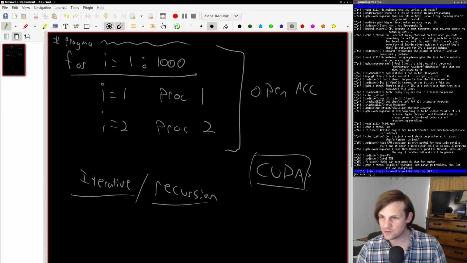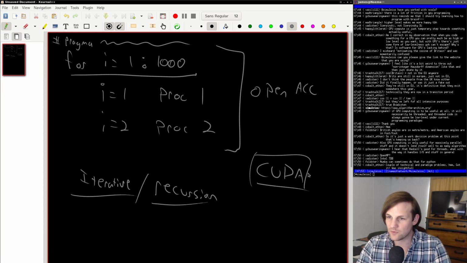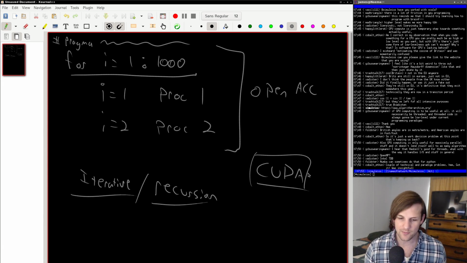Also, GPU computing is only useful for massively parallel stuff and doesn't lend itself well to many algorithms. That's true as well. Simple things like doing a transpose are insanely costly on a GPU, and there's a lot of things that are insanely costly on a GPU that you wouldn't naturally think of as being costly. On the CPU, you tend to minimize your compute footprint by focusing a lot on manipulating memory. Whereas in the GPU, it's the other way around. If you can recompute something to save a little bit of memory, you do that, which is weird from the CPU perspective.